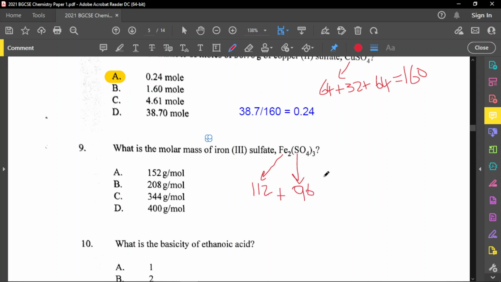And then we have our oxygen, and oxygen will be 4 oxygen times 3. So it's going to be 16 times 12, because remember now it's 3 times 4, right? Oxygen is 16, so 16 times 12. What we get there is 192. All right, so if we add up all of these now, what we get as a result is 400. So our answer there will be D. D is our answer right here. All right, for number 10.